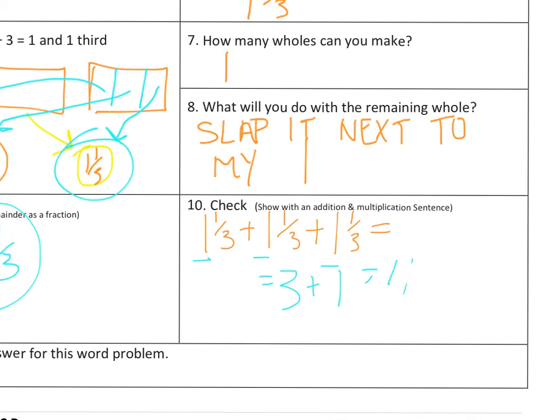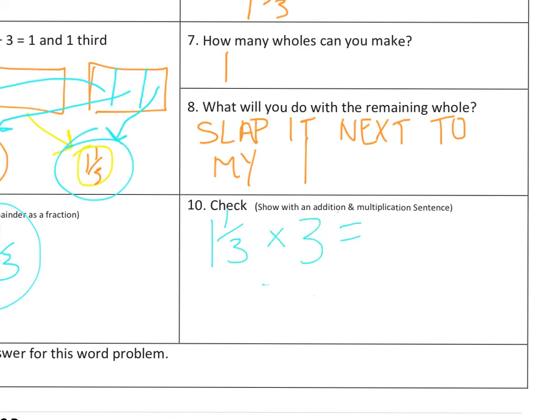Or another way we could look at it. I ran out of room, but hopefully you'll have room for both of these. Another way we could look at it, 1 1/3 times 3. 1 times 3 is our 3. 1/3 times 3 equals 1. 3 plus 1 still equals 4. Once you have this down, get ready for the next page.